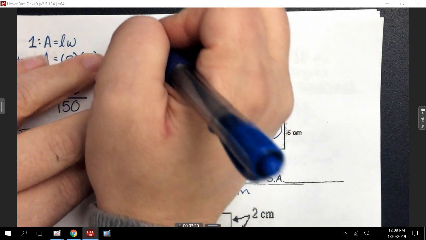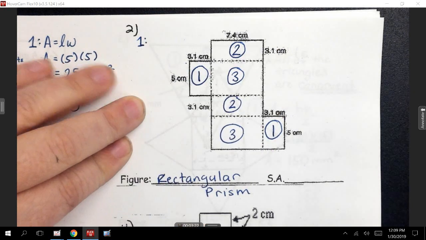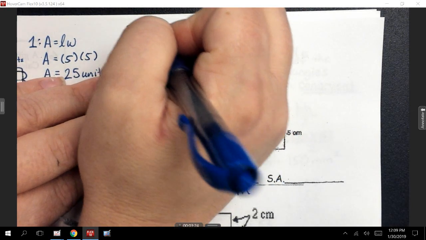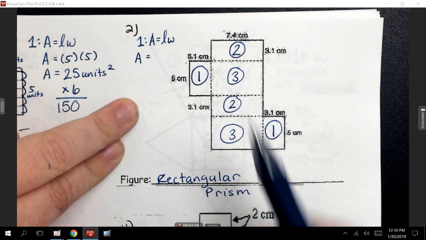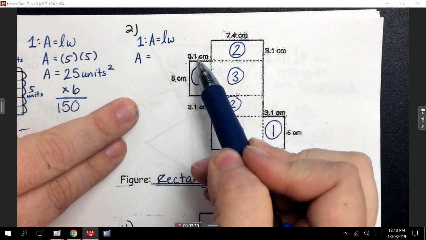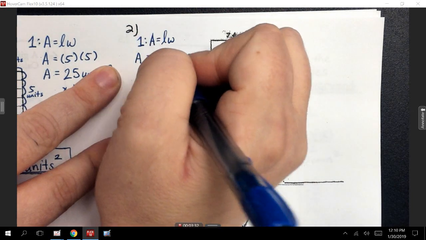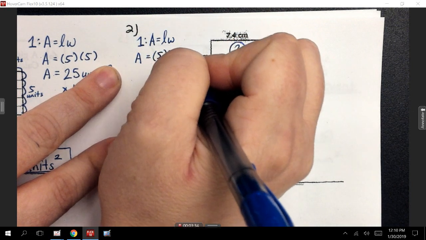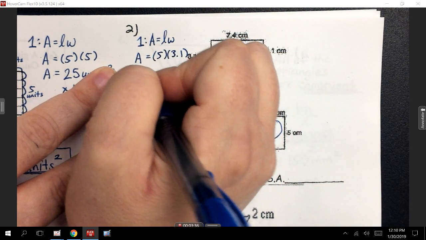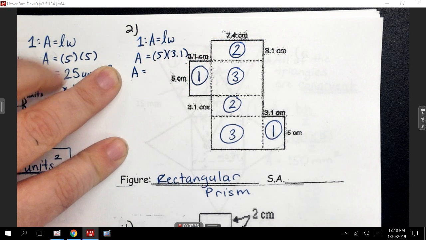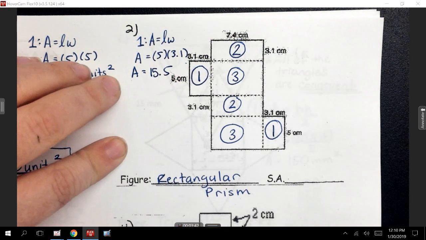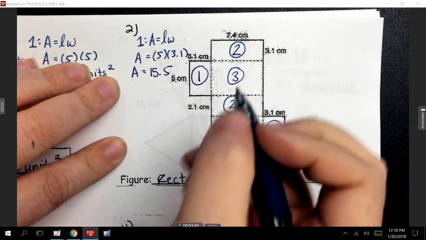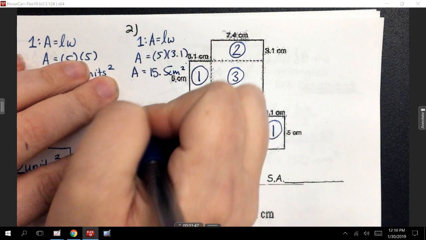I'm going to start with my shape 1. I'm going to come over here so I have some space. So shape 1, area equals length times width. So area equals. Looking at this, I have 5 times 3.1 as my length and my width. So 5 and 3.1. If you wrote those the other direction, that is absolutely fine. 5 times 3.1 should be 15.5. Looking at y'all to see if y'all are checking me on that. Okay, thank you. Centimeters squared.